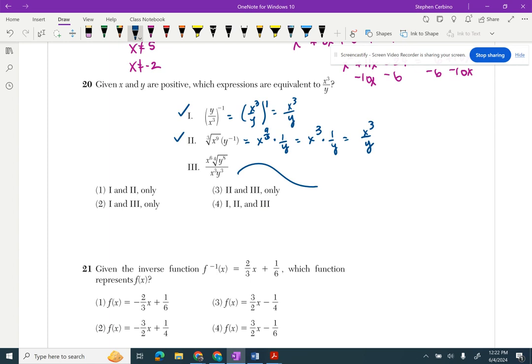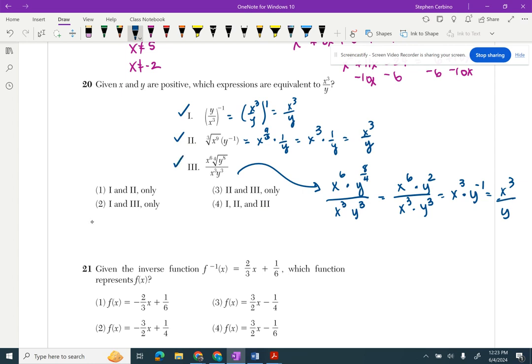The last one has a lot more work, so I'm going to do it over here. So the numerator is x to the 6 times y to the 8 over 4. The denominator is just x to the third, y to the third. Well, if I simplify y to the 8 over 4, I have x to the 6 times y squared, all over x to the third times y to the third. Well, when we divide variables, we subtract their exponents, so that's going to give me x to the third times y to the negative 1. 2 minus 3 is negative 1. And we have just established 2 times in a row that negative exponents become reciprocals, so we can make that just over y. This one also checks, so they actually all work.